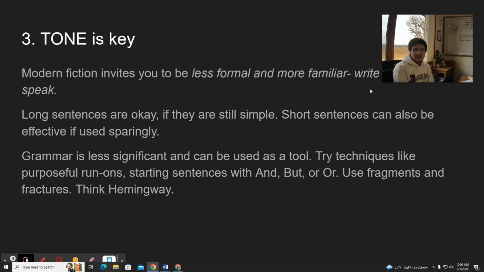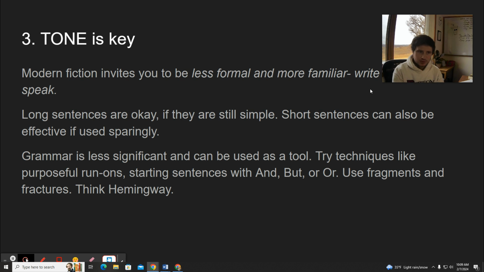What does that mean? Well, it means your grammar is going to change a bit, right? You can still have your long sentences, but I want them to be simple. Short sentences can also be used. You can have a stream of consciousness sort of writing style where things bump into each other a little bit. Again, you don't want run-on after run-on, but you can have a purposeful run-on. Grammar becomes a bit more of a tool for you to use rather than a list of rules for you to follow. You can use fragments, you can use fractured sentences, you can start with and, but, or.